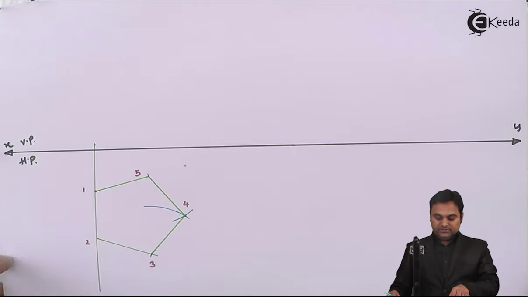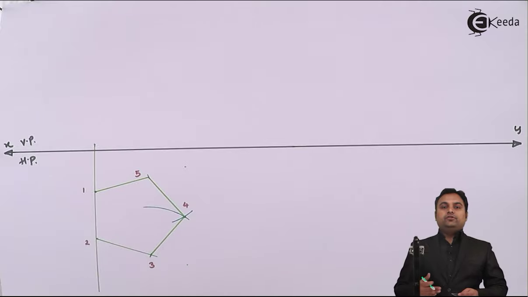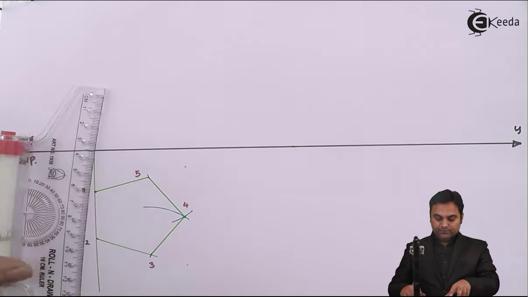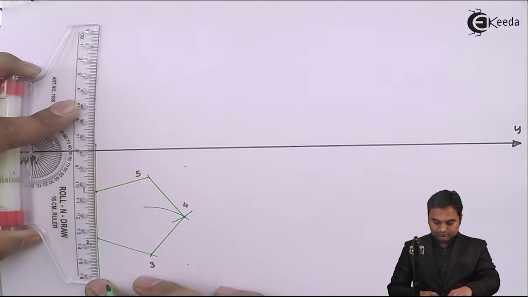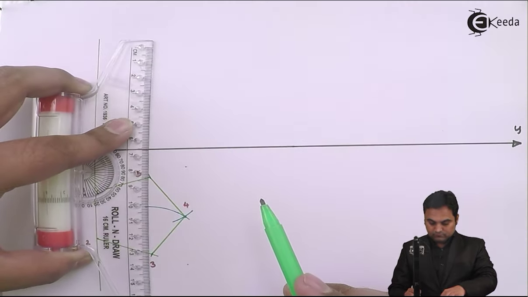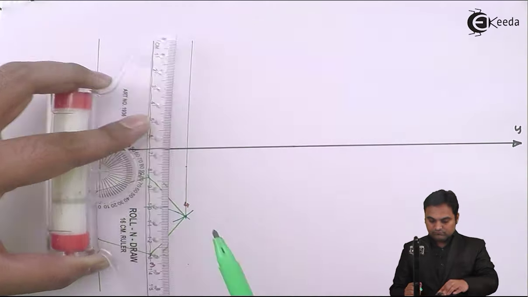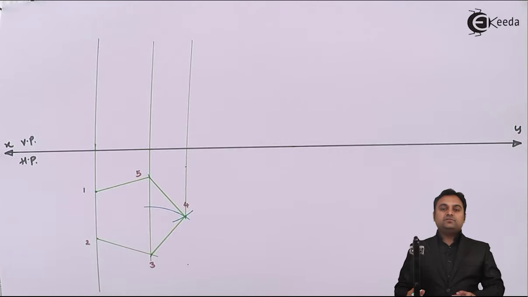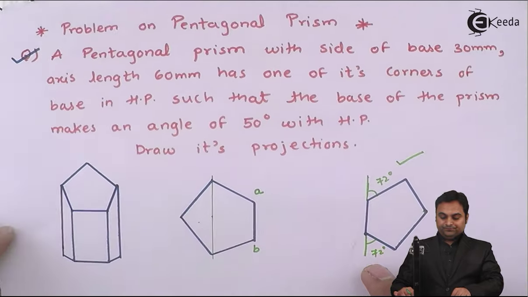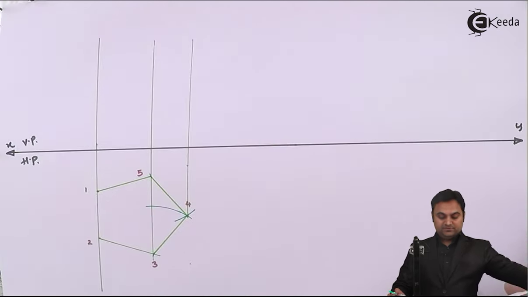Then this is the top view of the pentagonal prism. After that, I am going to draw the front view, projecting the points upward. The height of the prism is given as 60 mm because the axis length is 60. So we have to take the height of the pentagonal prism as 60.